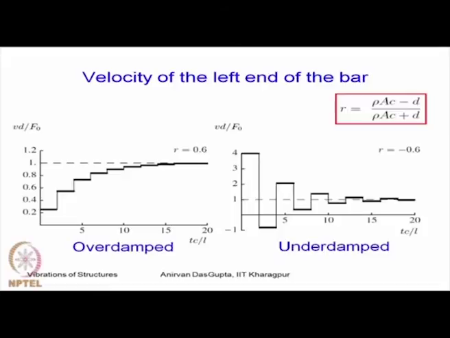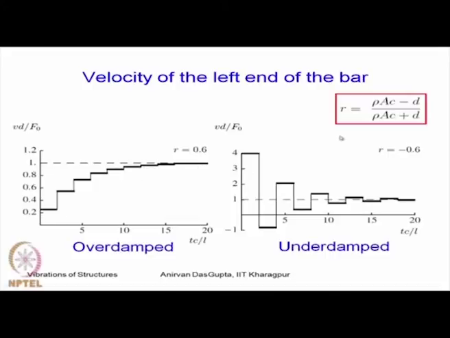So, whatever we have discussed till now, I have plotted here in these two graphs for two values of r. Now, I have written the definition of r here. So, r can be positive or negative depending on the value of d, let us say. So, if d is less than rho c, then r is positive, and in that case what we observe is something like an overdamped behavior. So, what we are plotting is the velocity of the bar with time. The velocity achieves the steady state, something like an overdamped system.